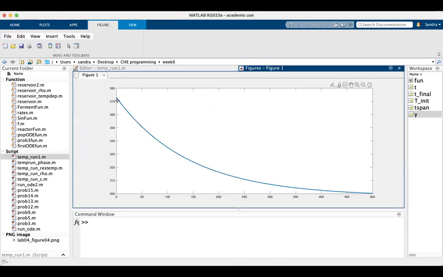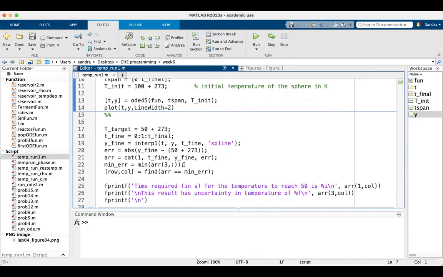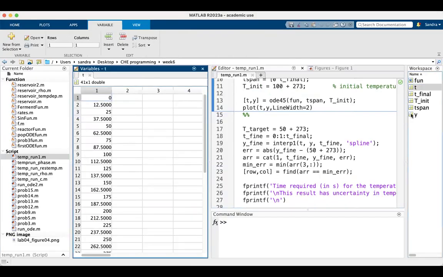So you'll be getting an exponential decay. It started from 373, that is 100 degrees Celsius, and it goes down exponentially, just like we observed in our slides. Now coming back, we need to know one thing: what is the time when the temperature becomes 50 degrees Celsius? Initially it was 100 degrees Celsius. From 100 degrees Celsius, you have to go to 50 degrees Celsius. What is the time required for that? So now if you directly look at this T and Y, you know this T value is not at uniform intervals.